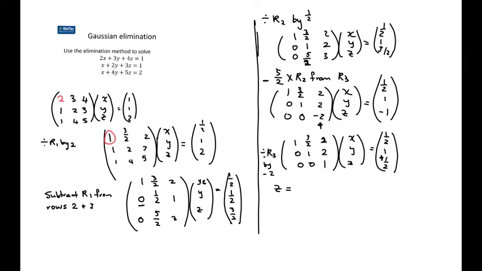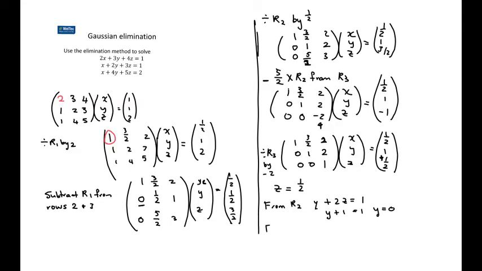So now what we can see is that 1 times z equals 1/2, and then from row 2, we can see that y plus 2z equals 1. And that gives us, well, we know what z is, so that's y plus 1 equals 1. So y equals 0.